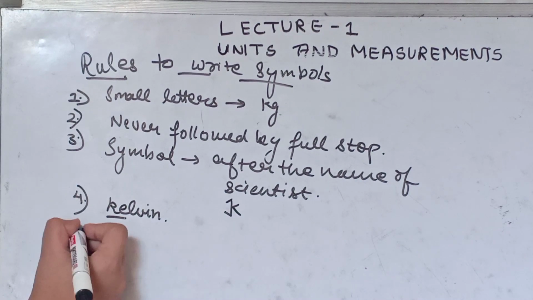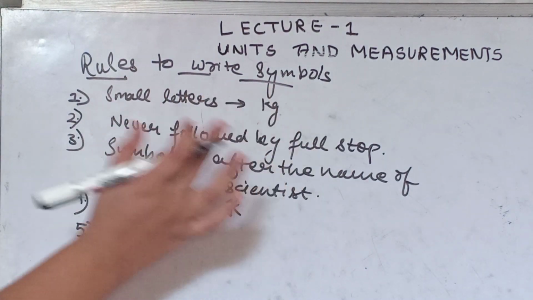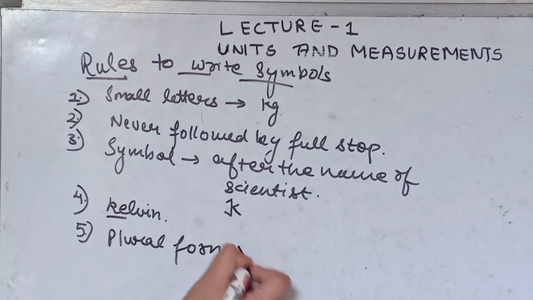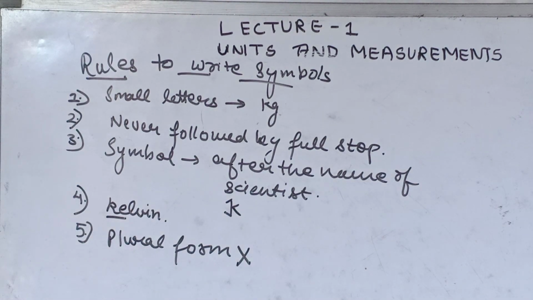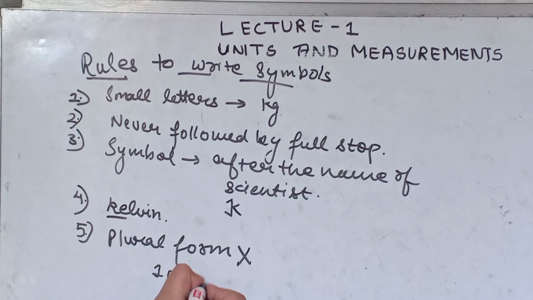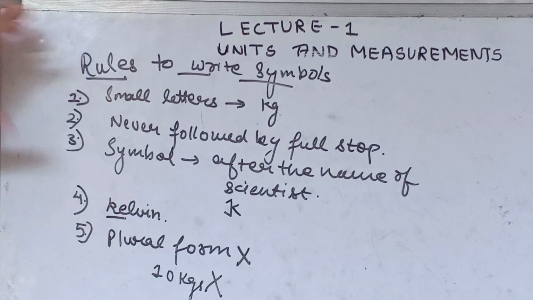And the last rule is whenever we are writing a symbol, they are never written in plural form. For example, if it is not 1 kg, it is say 10 kg, we are not supposed to write it as 10 kgs. It simply means kg multiplied by second. So this is completely wrong. So these are the 5 rules that are followed while writing the symbols or names of the units that are chosen as standards for 7 fundamental units.